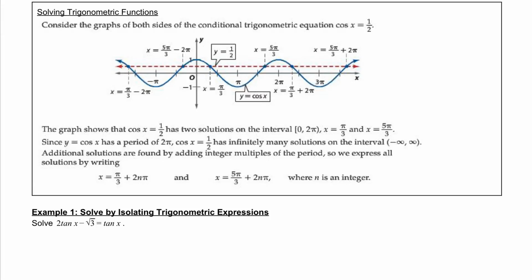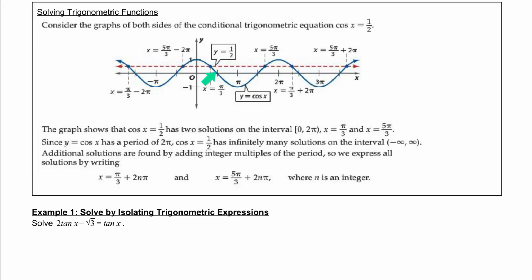If we take a look at the box on the top, we are going to start solving trig functions. Consider the graphs of both sides of the conditional trig equation cosine x equals 1/2. The graph shows that cosine of x equals 1/2 has two solutions on the interval from 0 to 2 pi. So if we are looking from 0 to 2 pi, the cosine hits 1/2 twice.